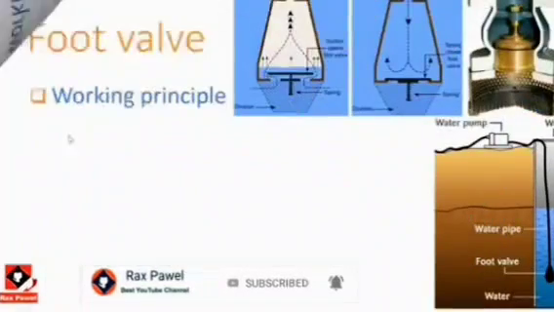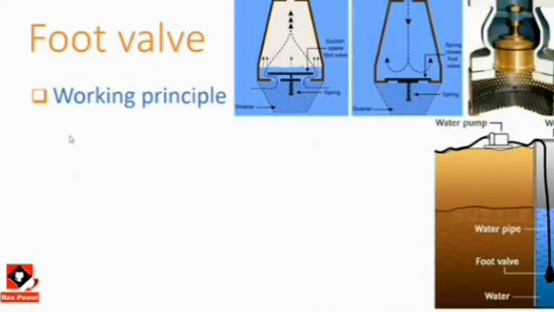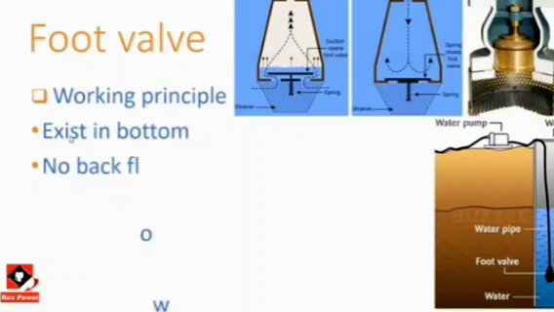Working principle of foot valves. This is also a check valve which is used at the bottom of a pipeline. Usually they are present when water is being sucked from a below-level water source. A foot valve prevents backflow to ease the sucking process, and it also prevents impurities and debris from entering the pipeline.